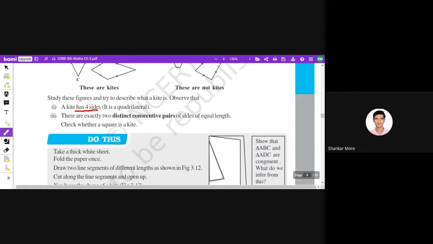Imagine a square, okay? Or instead of imagining, I would draw it. Okay, allow me a second. I will draw a square. So let us suppose this is a square. Okay, so is it a kite or not? I have drawn a square in green color. So can this be a kite?